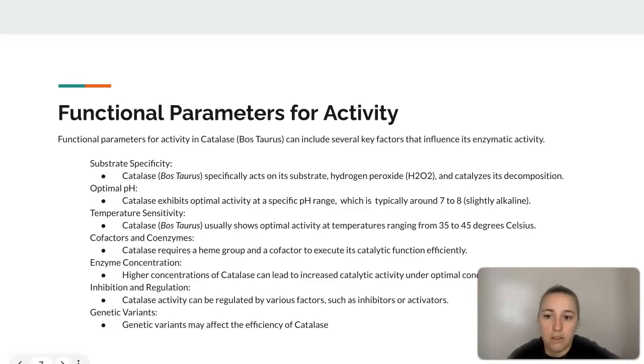So there's substrate specificity, optimal pH, which for catalase would be between 7 to 8, and that's slightly alkaline. There's temperature sensitivity, which is optimal for catalase at around 35 to 45 degrees Celsius. There's cofactors and coenzymes. There's enzyme concentration. So if there's a higher concentration of catalase, this can lead to increased catalytic activity because it's optimal conditions. There's inhibition and regulation. So the catalase activity can be regulated by various factors such as inhibitors and activators. And finally, there's genetic variance, which may affect the efficiency of catalase.